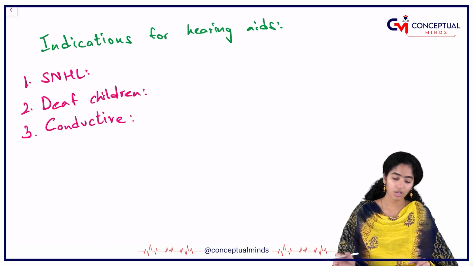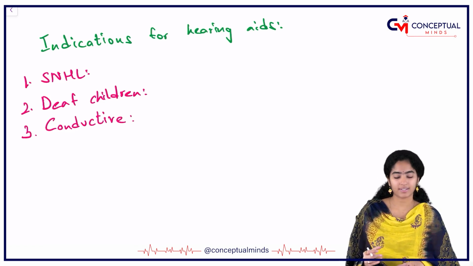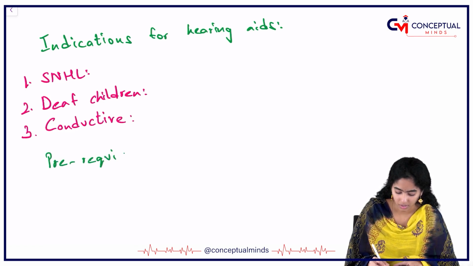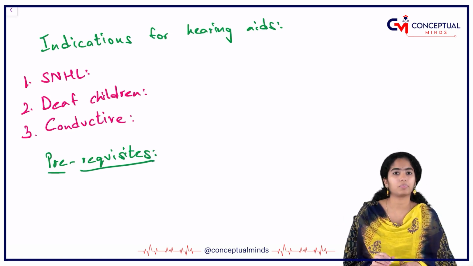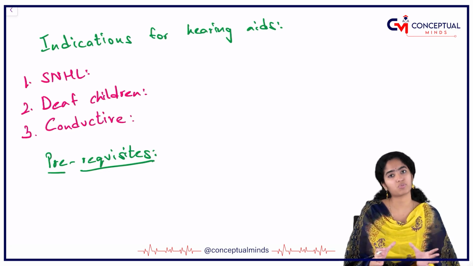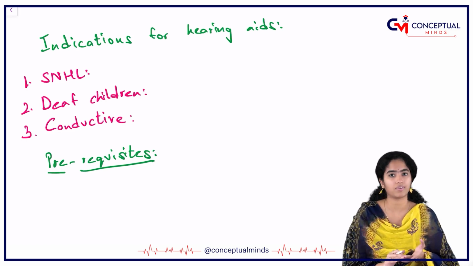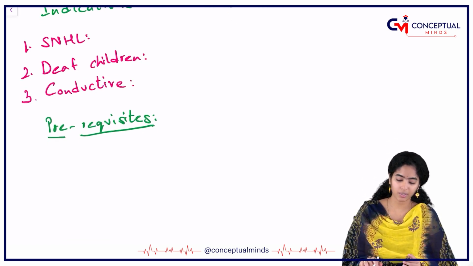But before prescribing hearing aids, you have certain prerequisites that you as a doctor must know. In whom to prescribe and how to prescribe. You just can't write hearing aids and send the patient, right? You have to keep in mind so many things. That too, when there are so many types of instrumental devices, we have hearing aids, we have implants, we have assistive devices. So how to select and all, it's very important. For that, these are the prerequisites.